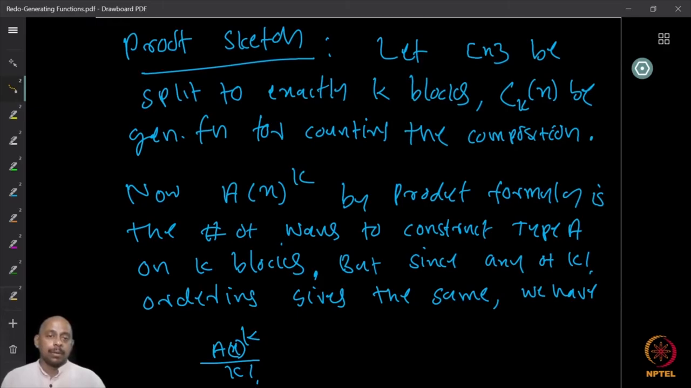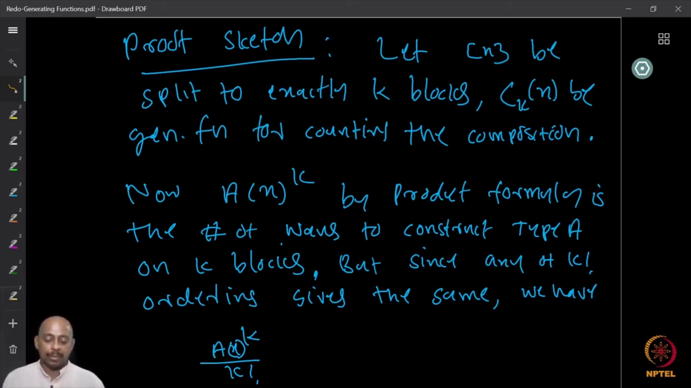Now we are doing this for each of the k blocks. If you want to talk about the generating function of making A-type structures on each of the blocks independently, then we can obtain this by taking the product of the generating functions. For example, if I want to make a partition into two parts, with an A structure on the first and a B structure on the second, then we said that A of x times B of x will give the generating function for doing this.